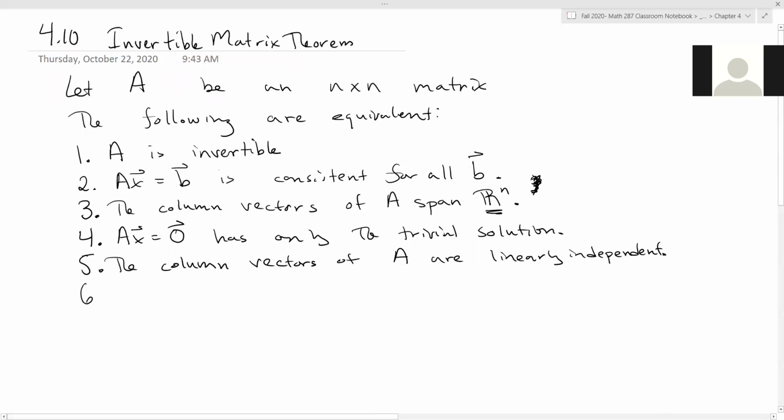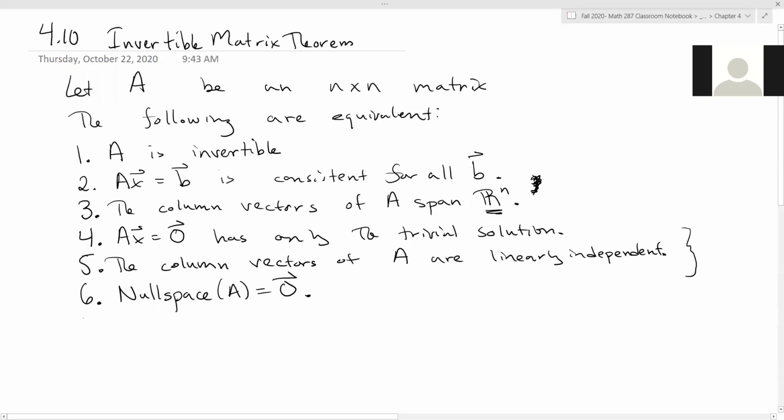And then 6, we have another one that goes along with that: the null space of A is equal to the 0 vector. So these three all go together too. They're all basically off of AX equals 0 has only the trivial solution. Column vectors of A are linearly independent has a different definition, but how we determine whether the column vectors of A are linearly independent is by row reducing and showing that AX equals 0 has only the trivial solution.